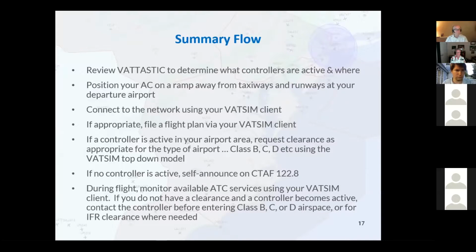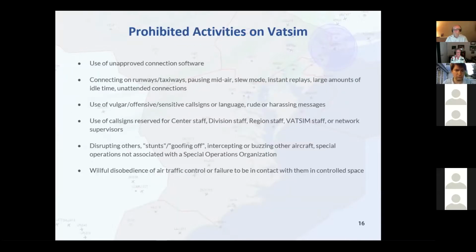The last one is failure to contact in controlled airspace. Don't connect to the network or fly into controlled airspace if there's an active controller without talking to that controller and establishing communications. This can be kind of tricky because you can be flying along and a controller comes online, and you have to watch your client software, which will alert you that that controller is now available. If they weren't there before and they pop up, you should be talking to them. That's something a little different that we don't really have to deal with in the real world.